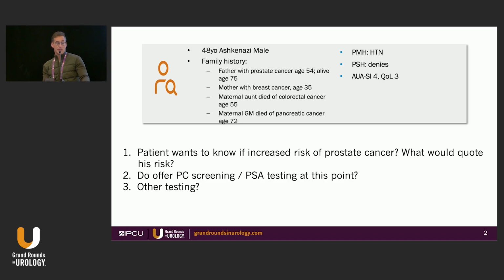And so, Lenny, I'll ask you: should this patient, he wants to know, is he at increased risk of prostate cancer? And currently, based on this information, what would you actually quote his risk? So, I mean, clearly the Ashkenazi population is amplified when it comes to risk of hereditary breast, ovarian, prostate, pancreatic cancer. The thing that we didn't really talk about at this meeting was something called GINA, which is the Genetic Information Nondiscrimination Act from the government.